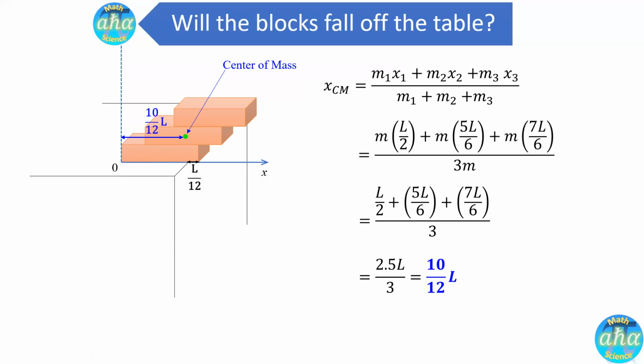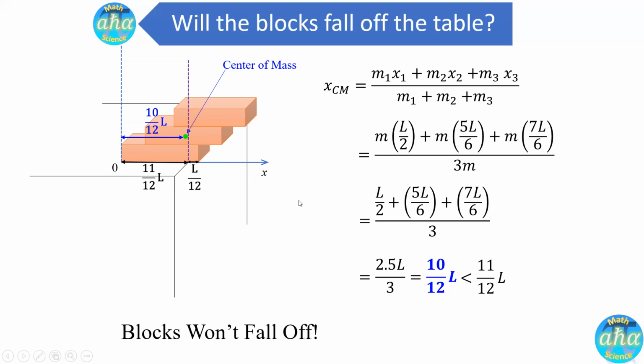So how does this compare to the edge of the table? Here is L/12, and therefore from the origin to this edge of the table must be 11L/12. So the total adds up to just a whole L. So it's very clear that the center of mass is smaller than 11L/12. In other words, the center of mass of the three-block system is located to the left of the edge of the table. So based on our earlier discussion, these blocks will not fall off the table because the center of mass is located to the left of the edge of the table.